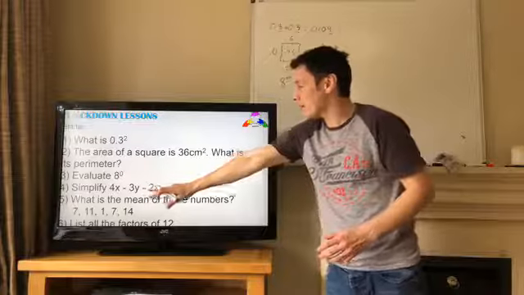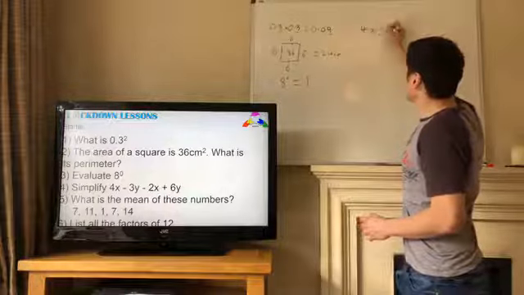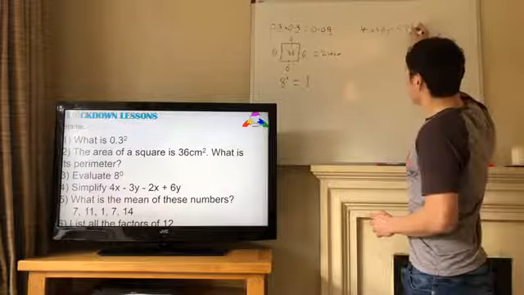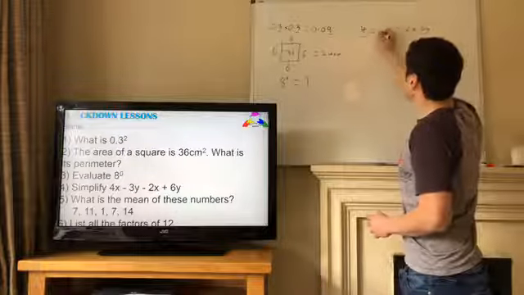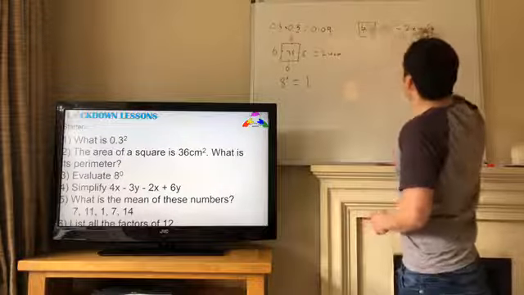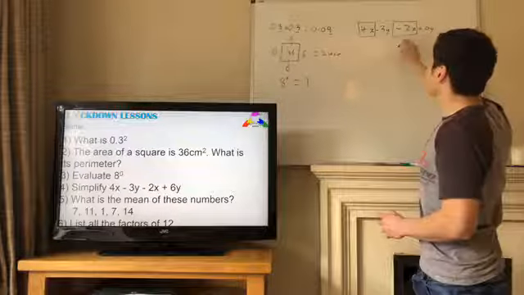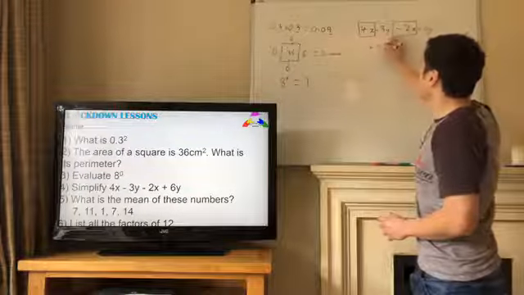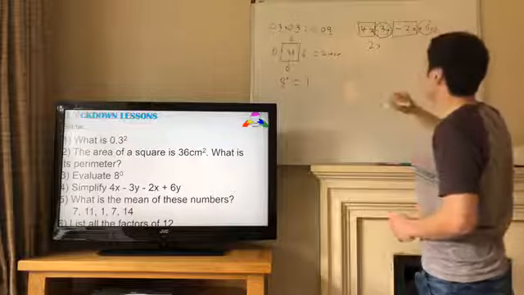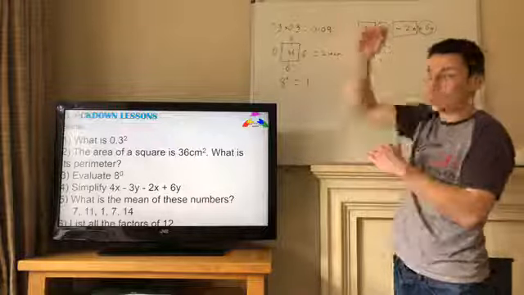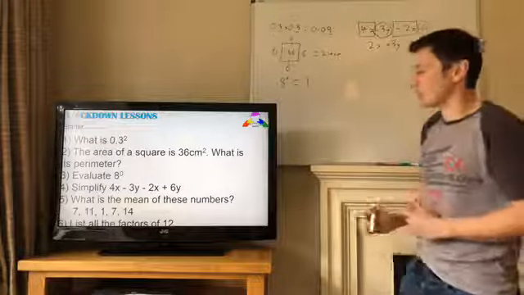Right, simplify this one here. So we've got 4x minus 3y minus 2x plus 6y. Take your x's, I'm squaring them off with the sign in front. So either this is a negative 2x. So 4x take away 2x is 2x. Then I've got negative 3y plus 6y. If you're on negative 3, you go up 6. You're going to go up to positive 3y and leave your answer like that.